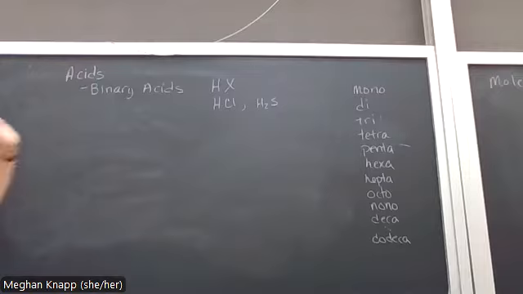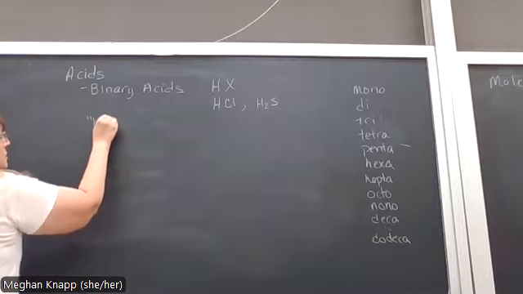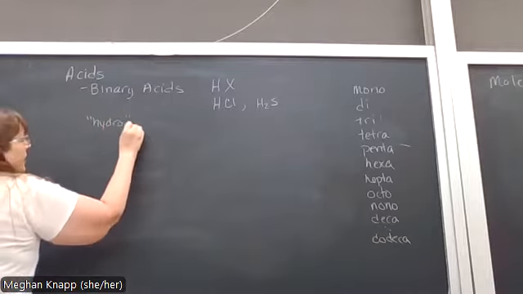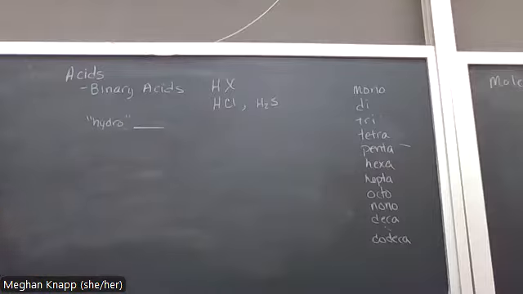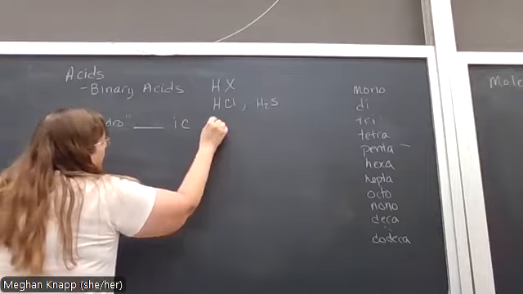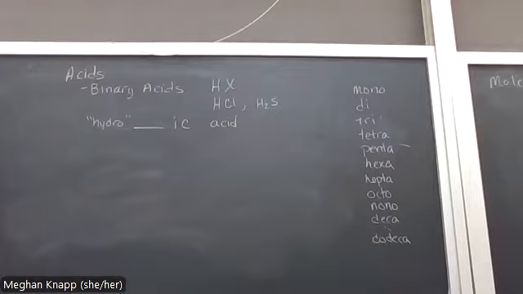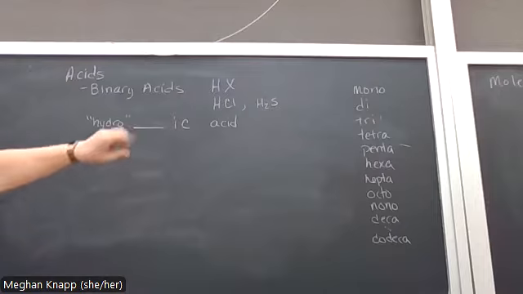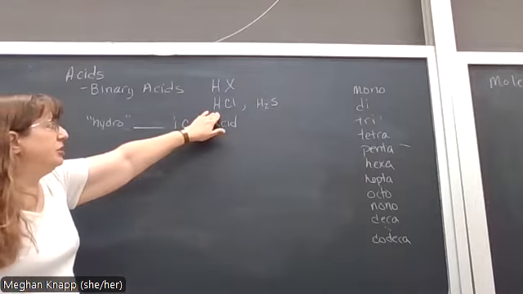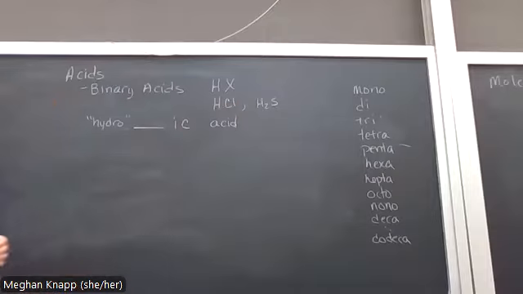Okay. So when I only have two elements, then I start with the word hydro, and then the first part of the element name, so chlor or sulfur, okay? And then we end in ic, and then we add the word acid. So for all acids, we're going to end with the word acid. Now, if I see HCl, I could also use those naming rules. I could just call it first element by its name, hydrogen, second element, monochloride. So hydrogen monochloride would also be appropriate.